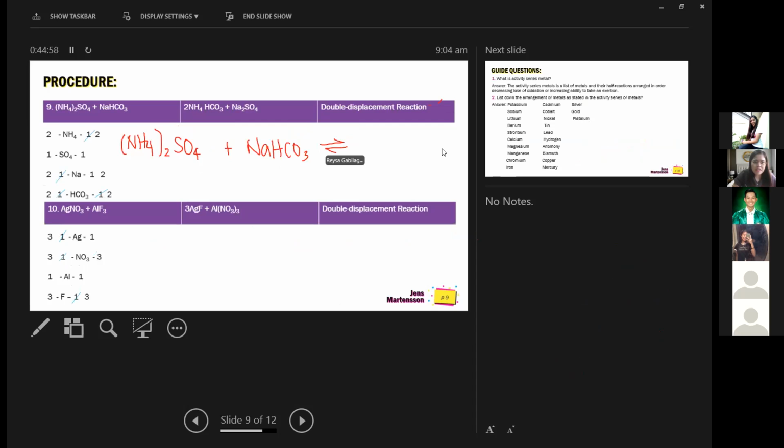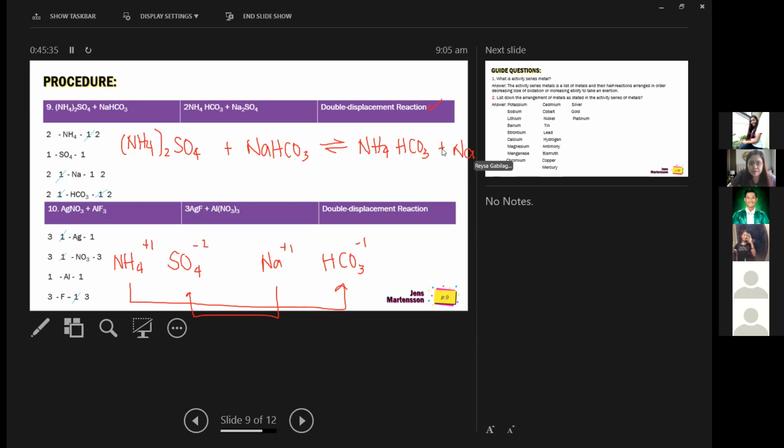So before tayo mag-exchange ng partners, let's look at their charges first. Ammonium class is positive 1. Look at your index cards for polyatomic ions. Sulfate is negative 2. And then sodium, syempre, is positive 1. And HCO3, we call this bicarbonate or hydrogen carbonate. This is negative 1. So pag mag-exchange partner sila, ammonium will have the HCO3 now, and Na will be partnered with sulfate. Okay, now, na-exchange na natin. Next is to look at their charges again. NH4 is positive 1.